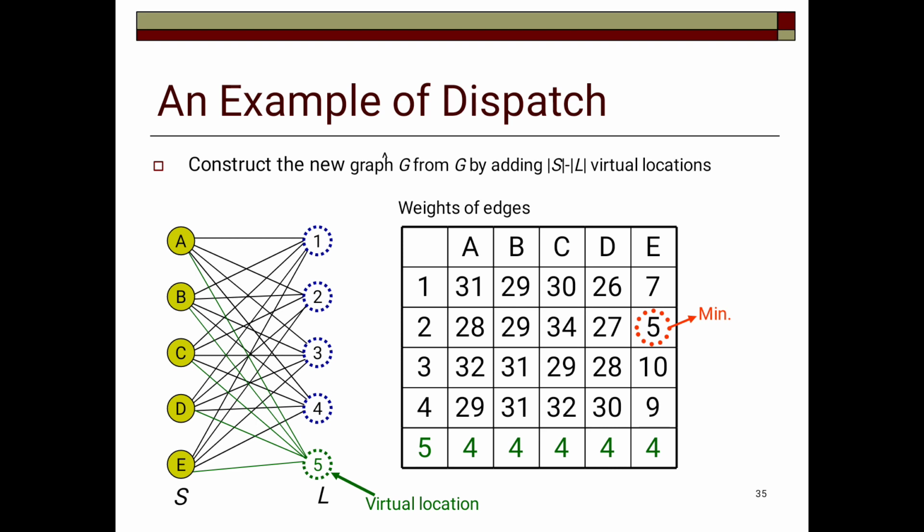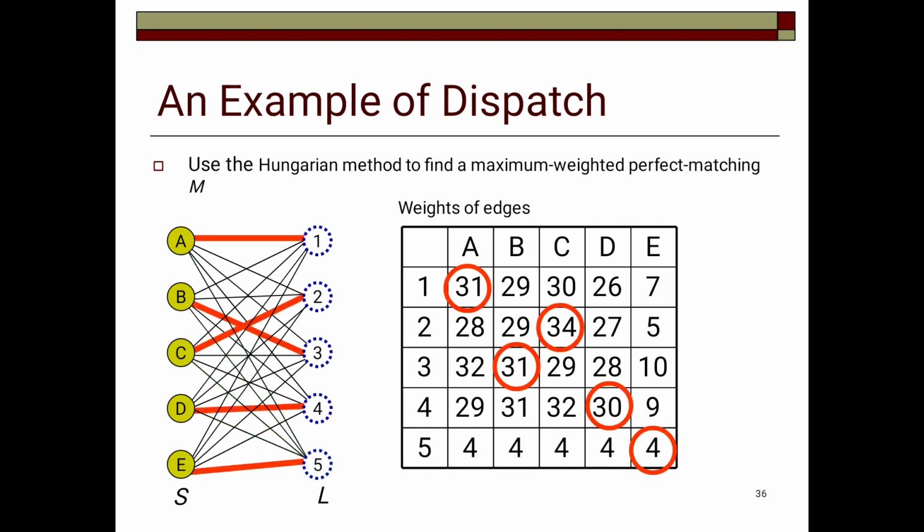Now we add a virtual location 5. It is not possible to keep 5 in the area of interest, but we are keeping a virtual location 5. Node 5, okay, 5 is the minimum, so we give a value less than that for node 5, so it is 4. All 4s.